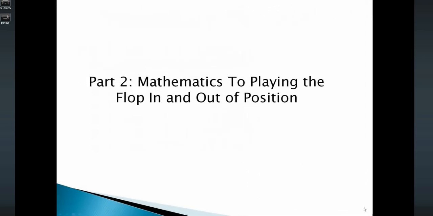So now that we have somewhat of an idea for why people don't like to donk bet, we're ready to move on to part 2, the mathematics of playing the flop in and out of position, and try to remove ourselves from that mindset that we should always be checking to the preflop raiser.